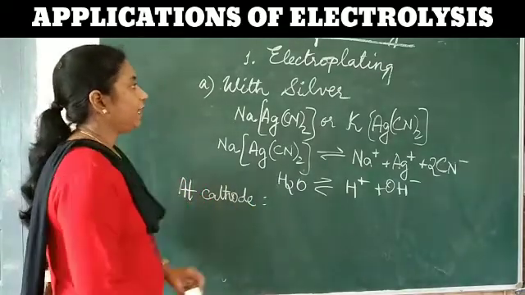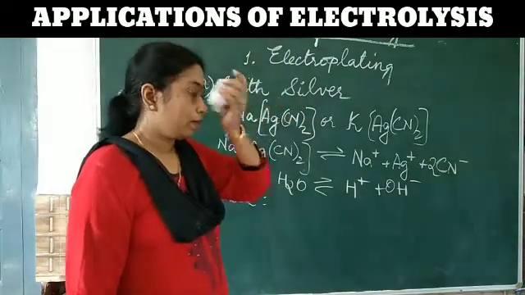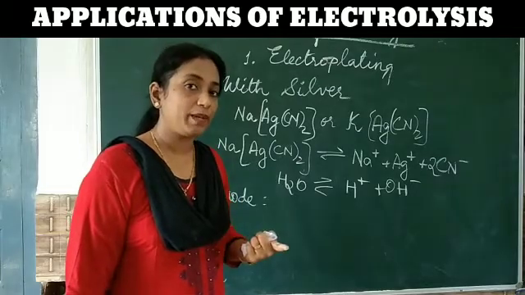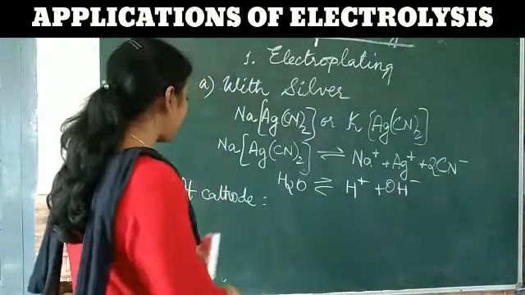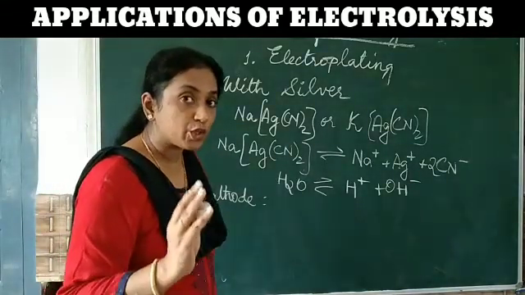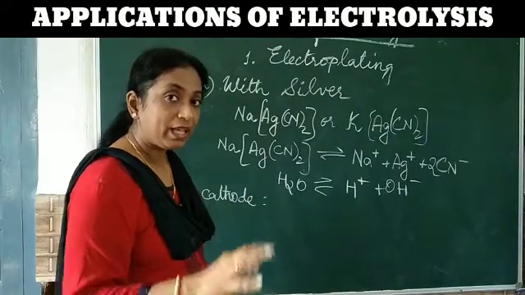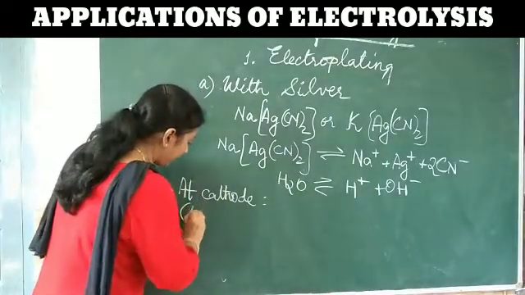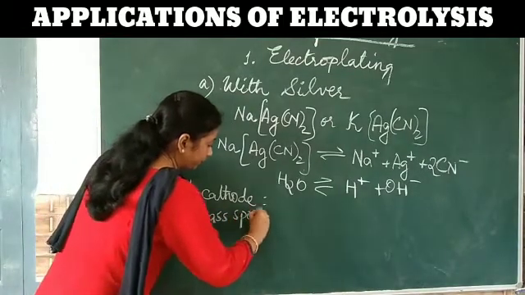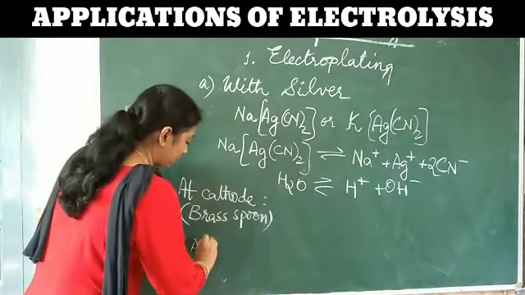Suppose now let me tell you that we have to electroplate a brass spoon with silver, okay. So what will the cathode be? The cathode will be made of the article to be electroplated, and here what are we taking in the question? Brass spoon. So the cathode will be the brass spoon, okay. And what will the anode be?